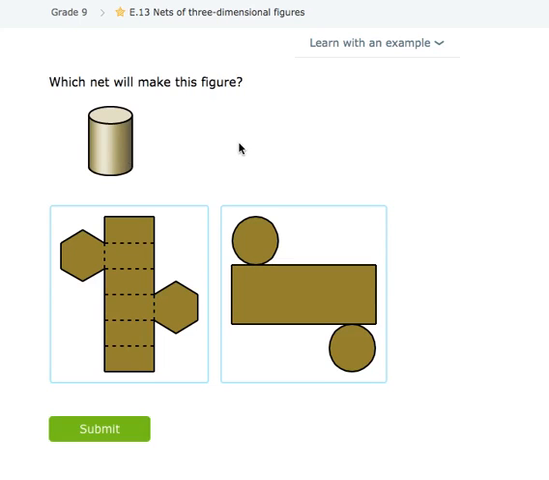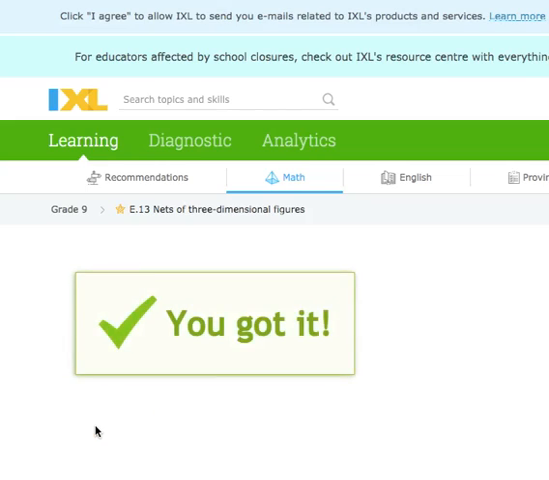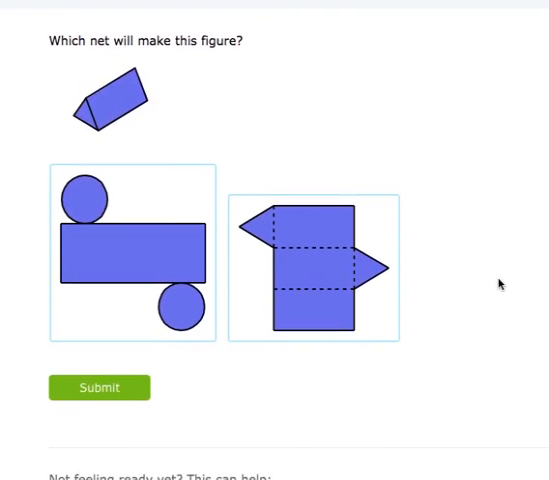One way to make sure you've got the right net is to take a look at, say, this hexagon here. Nowhere in this shape would you find a polygon that's a hexagon. That's one dead giveaway that this can't be the right answer. This is the only one that makes sense. The more of these you do, the more they become innate, and that's really the goal of doing this IXL.